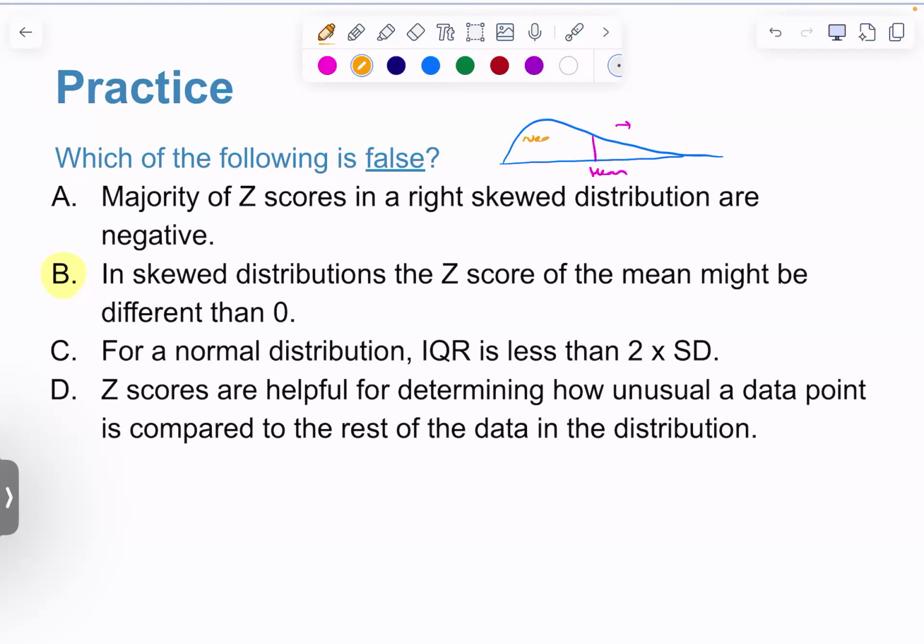So negative Z, and this would be positive Z, depending on which side of the mean you're on. And so then the majority of Z scores in a right skewed distribution are negative. That's true from what we just said.